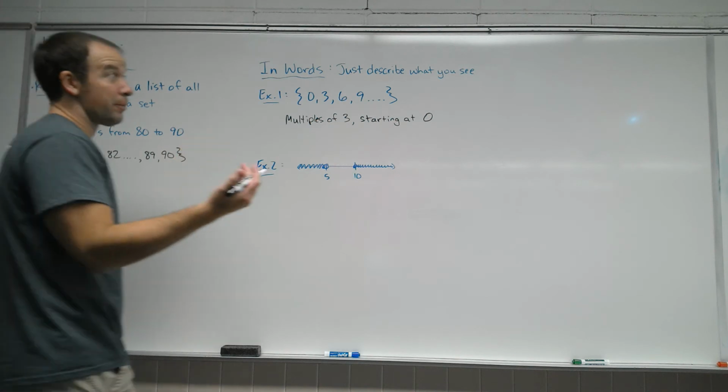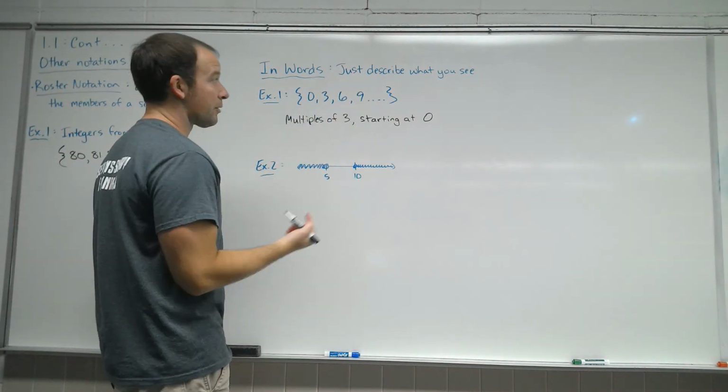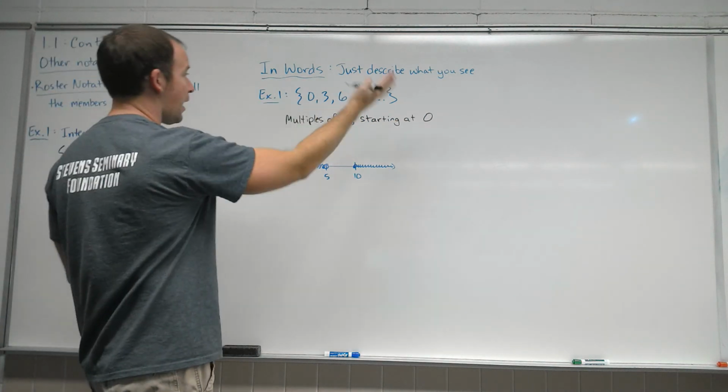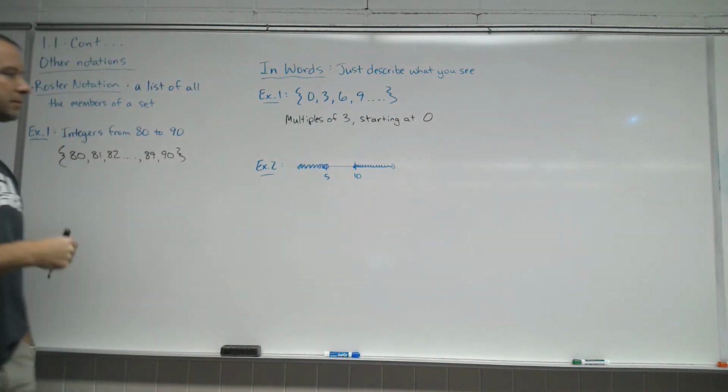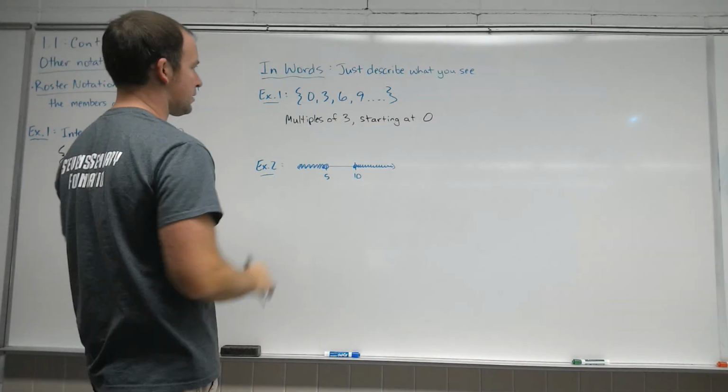Okay, another way to write it would be start at 0 and count up by 3s. Another way to write it would be non-negative multiples of 3. These are all the non-negative multiples of 3. So there's a bunch of different ways to write it. Just find one that you see and that's accurate.